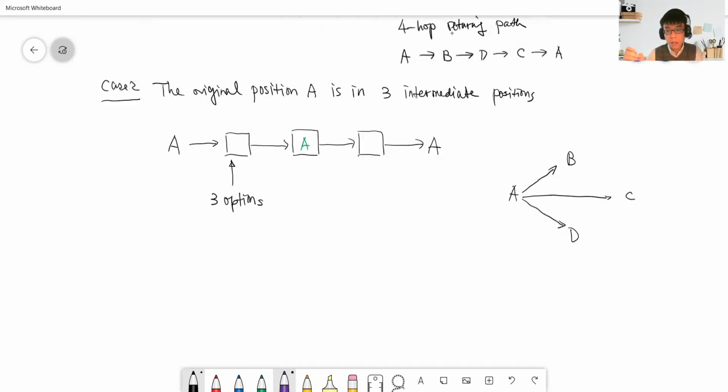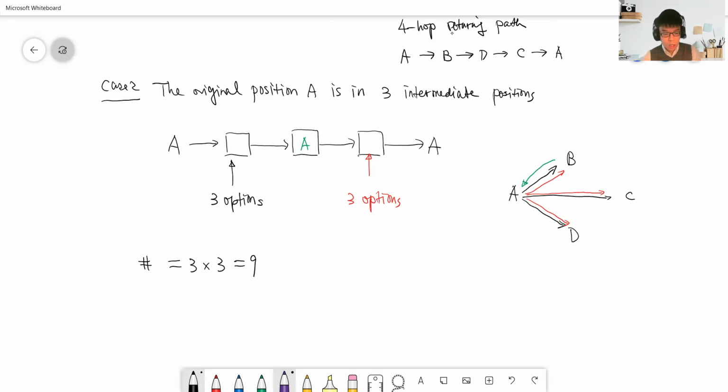As claimed, for the next hop, the cricket returns to A. That's the middle position A. For example, it hops from B back to A. Now we consider the third hop. It starts from A again, so there will still be 3 options. So A can hop to B, C, or D. So there are 3 options for the third hop. So finally, it hops back to A. In this case, we have the total number to be 3 times 3 equals 9.